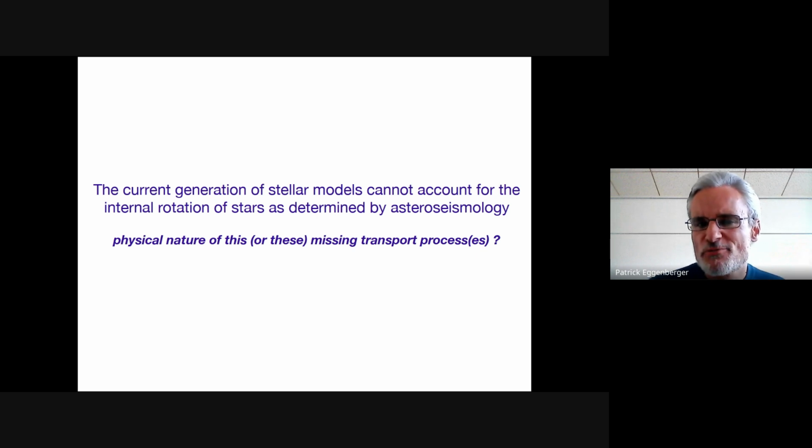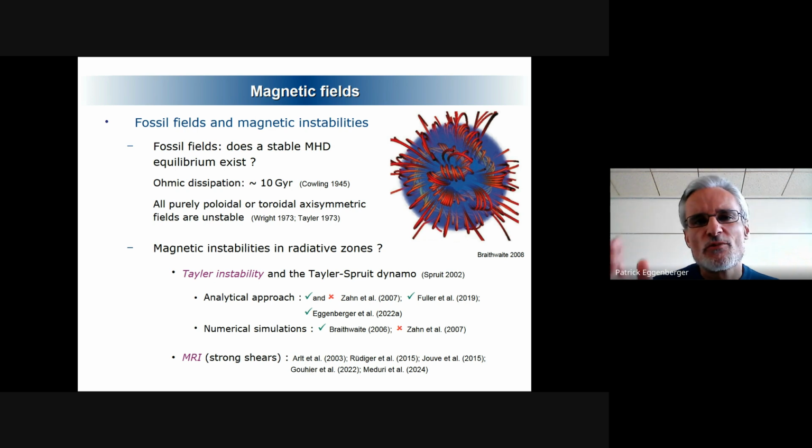So the key point to keep in mind at this stage is that we have seen before that we need some additional transport process. We rely on rotation to explain the surface enrichment, but then when we go directly to the physical nature of this process, so the internal rotation, we say, oh, we have a problem. The current generation of models cannot correctly account for the internal rotation of stars. So this means that we need an additional transport process, and this is why I will shift to the second part of this presentation dedicated to magnetic fields.